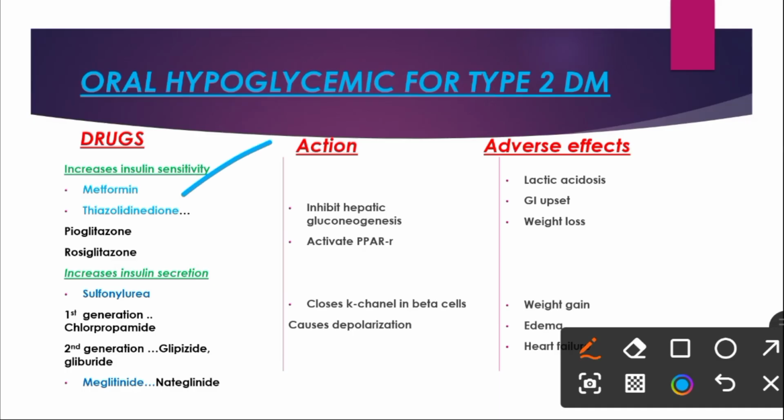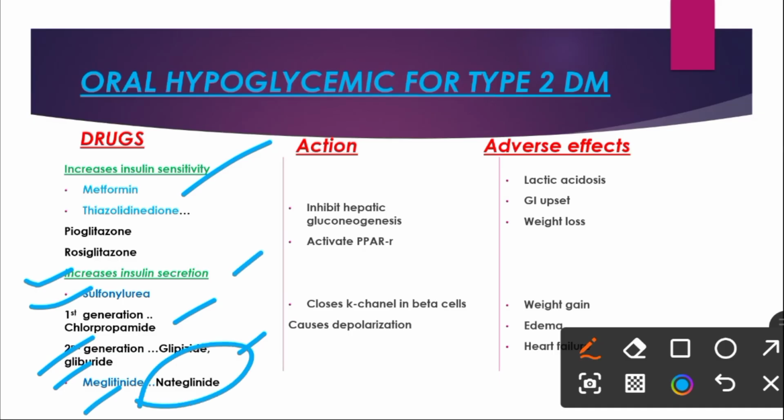Second one is the drugs which cause an increase in insulin secretion from the pancreas, in which the first and most common one is the sulfonylureas. Sulfonylureas include first generation, that is chlorpropamide and tolbutamide. Second generation include glipizide and glyburide. And second, the insulin secretion drugs include meglitinide, that is nateglinide.